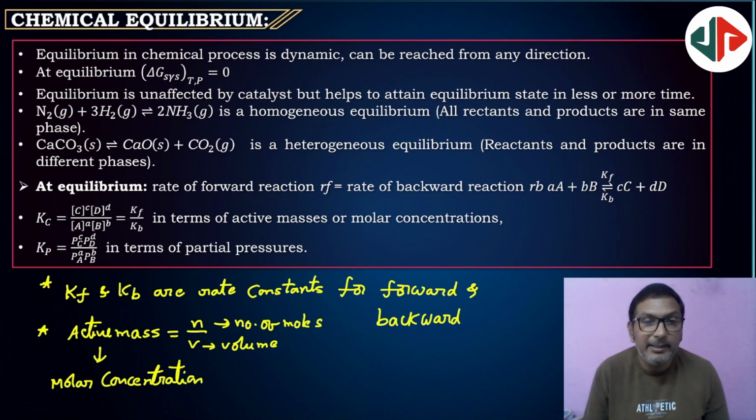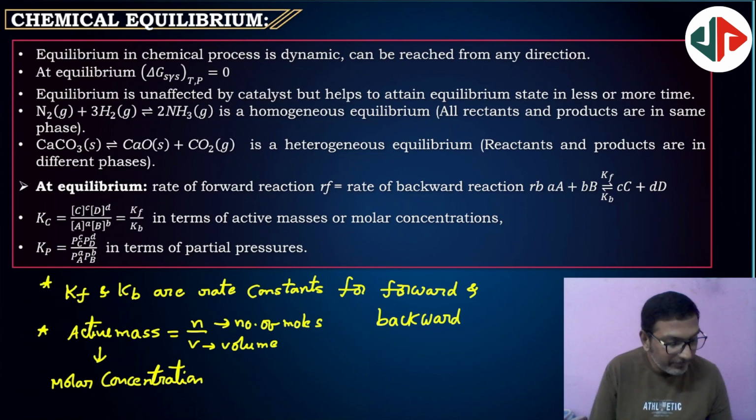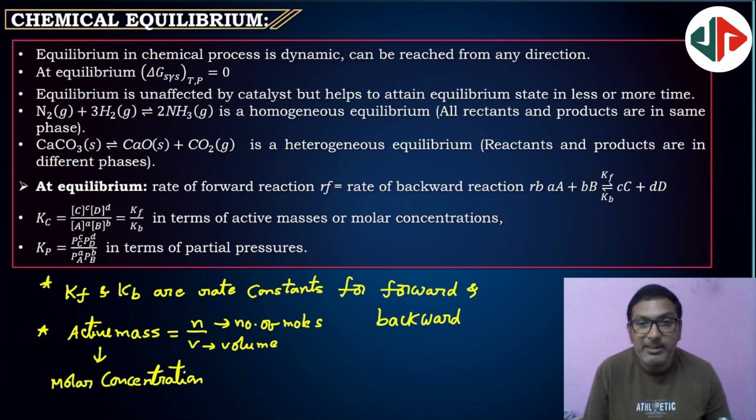So Kc is in terms of concentrations, Kp in terms of pressures. Here Pa, Pb, Pc, Pd are the partial pressures of reactants and products. Here capital A, B are reactants, capital C, D are products, and small a, b, c, d are stoichiometric coefficients.